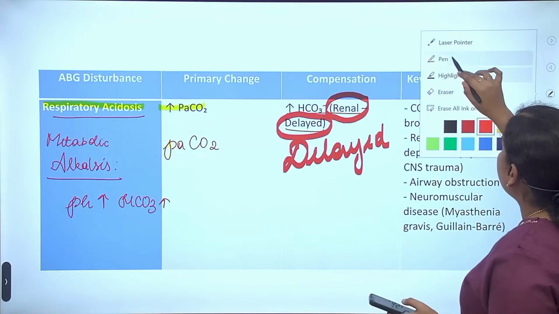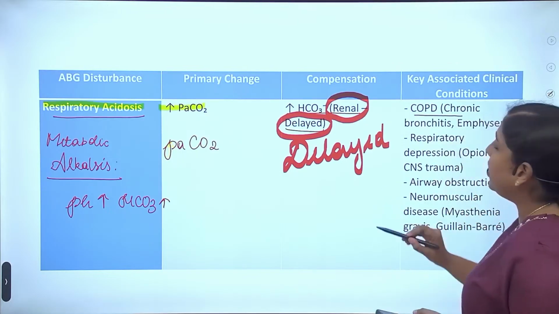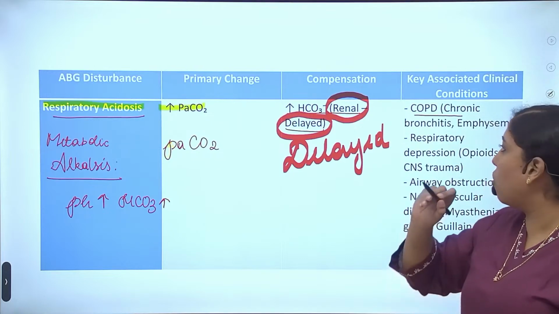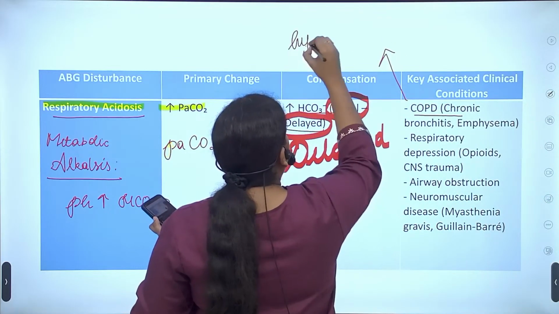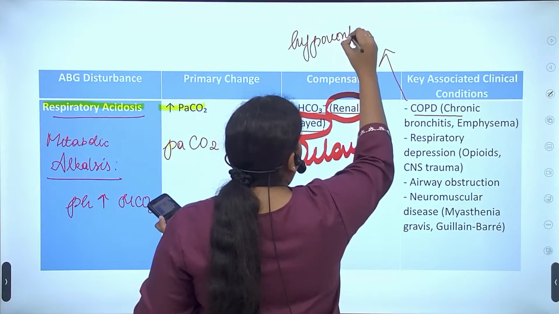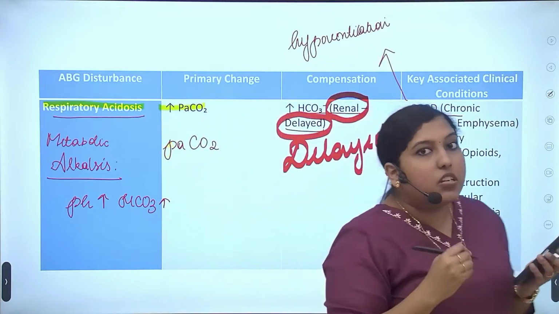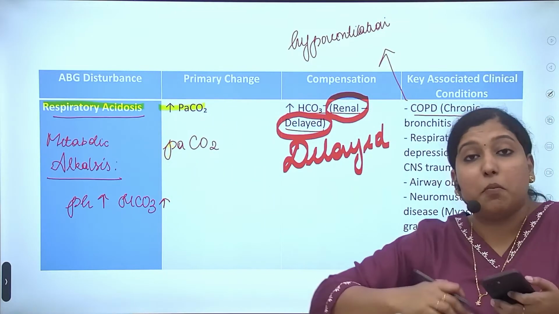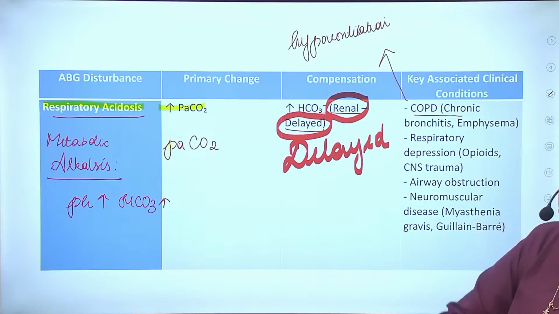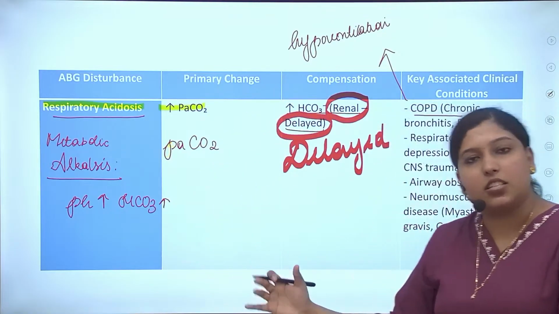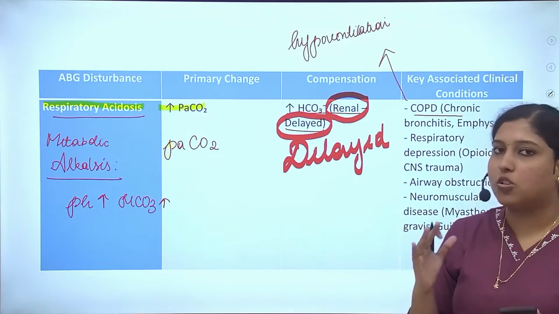And here you can see the highlights, the key associated conditions. If you talk about COPD, that is the combination of both chronic bronchitis and emphysema, where the patient will be having hypoventilation, impaired ventilation. Because of impaired ventilation, there will be excessive CO2 accumulation in the lungs. This is going to cause acidosis. Remember this thing, CO2 and hydrogen are acid components. This is very important to be noted.